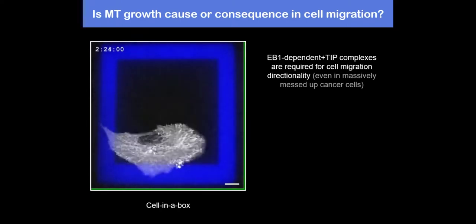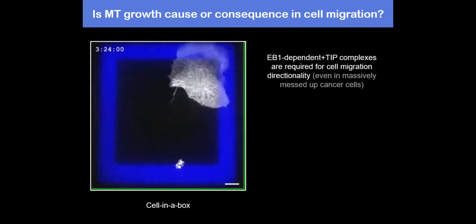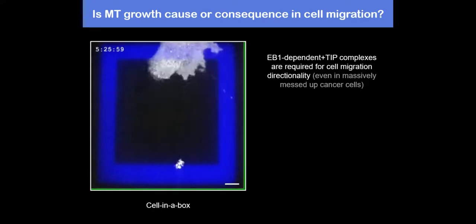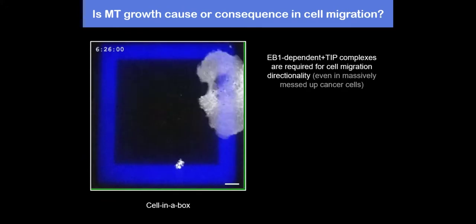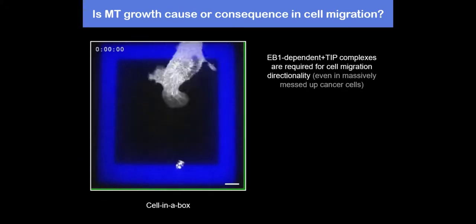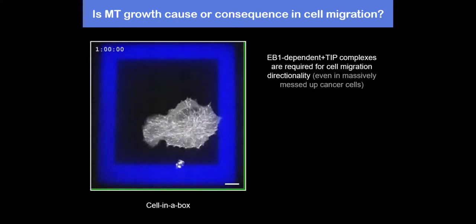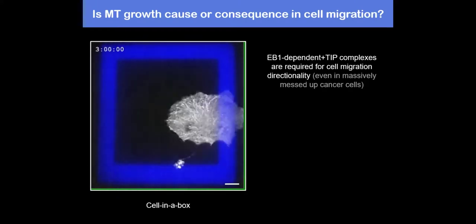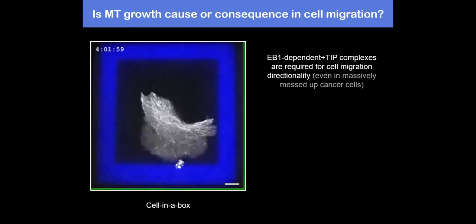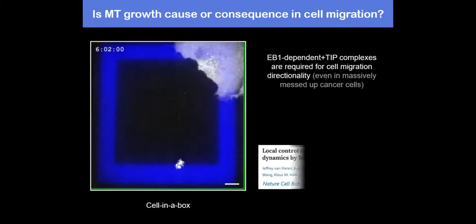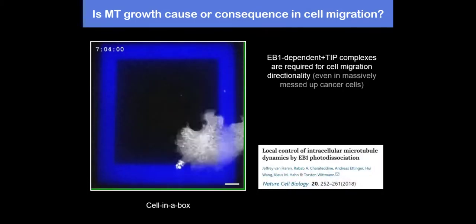The blue square in this video is not a physical barrier, but simply an image of the reflected blue light pattern. Nevertheless, this pi-EB1 cell turns around every time it enters a blue light zone and remains trapped within this virtual box for more than 8 hours. This and other experiments indicate that EB-dependent plus-end protein networks are required for directional movement, and I invite you to read our paper for more detail.